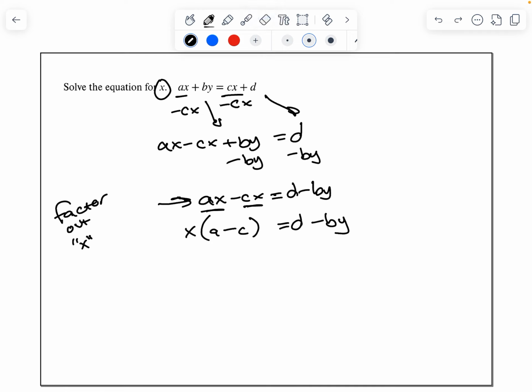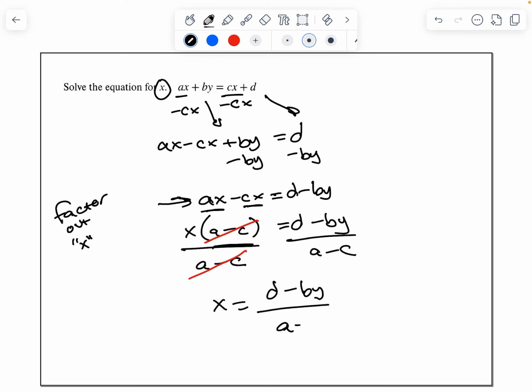Now that I've factored it out, the next step is to divide by this thing. Divide by the thing that's multiplied by x. So I can divide this whole thing by a minus c. Divide by a minus c. And what happens is this a minus c divides away with that a minus c. And we have left x equals d minus by over a minus c. We are done.